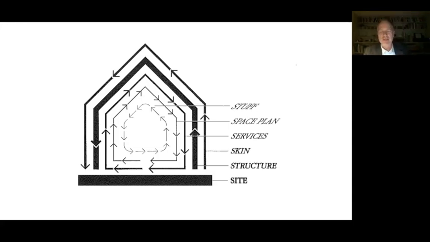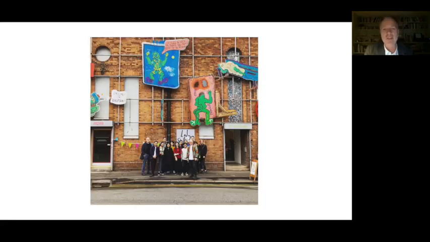So this is an example from the competition from Price and Myers' vision of how the structure and services could always be rewired for different generations, but that the building would remain fundamentally useful. And this is the last part of the puzzle.